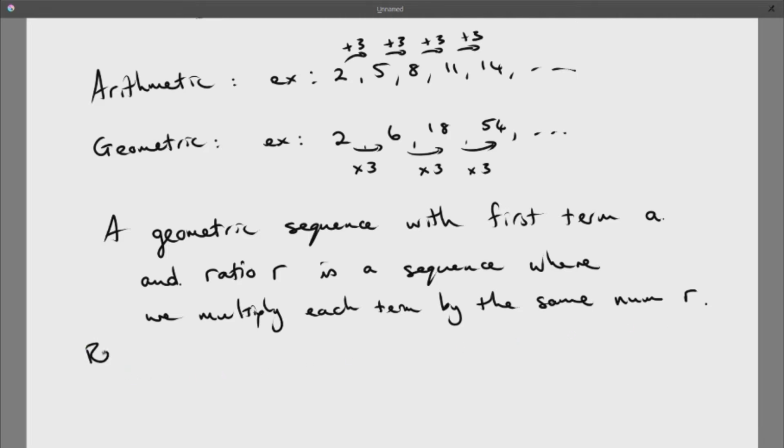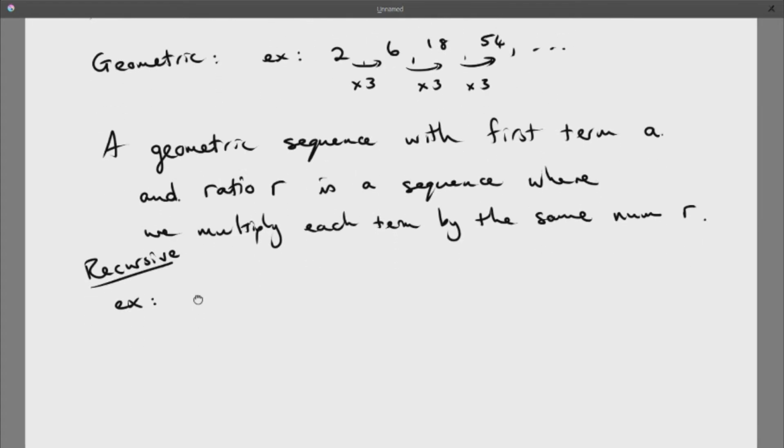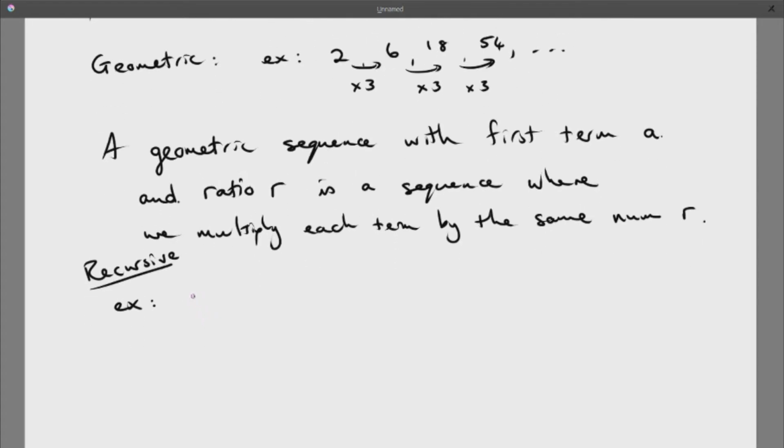So if we first just translate this with a recursive formula, our example, well, we're not doing arithmetic now, so let's cover that up. Our example says start with term 2, then to get a term in another position, take the previous one and multiply it by 3. So the recursive formula is not complicated. It looks very similar. We're just multiplying instead of adding.